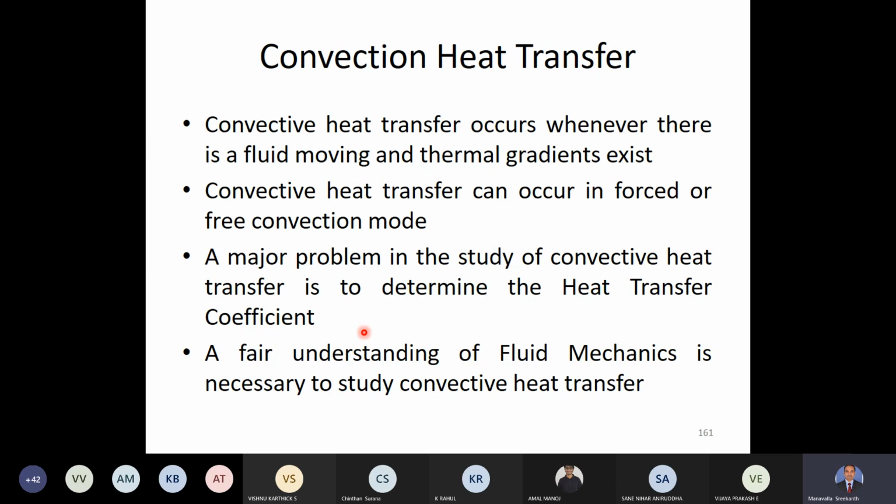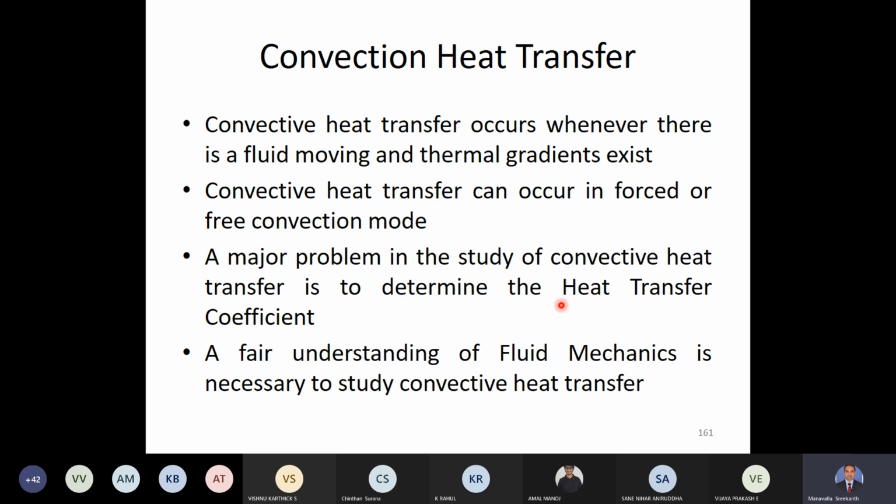A major problem in the study of convective heat transfer is to determine the heat transfer coefficient. The heat transfer coefficient, which has the symbol h, is the one which poses the maximum amount of problem in convective heat transfer because it is not known. And unfortunately, it is not a material property. Therefore, this heat transfer coefficient has to be determined for each and every situation.